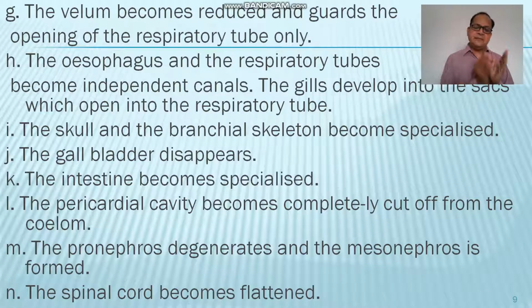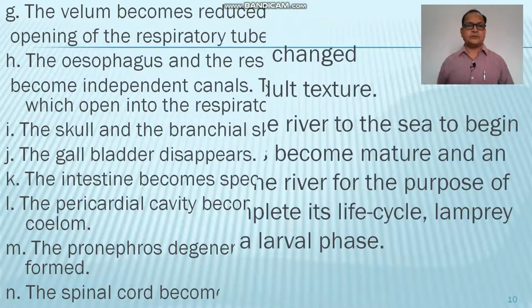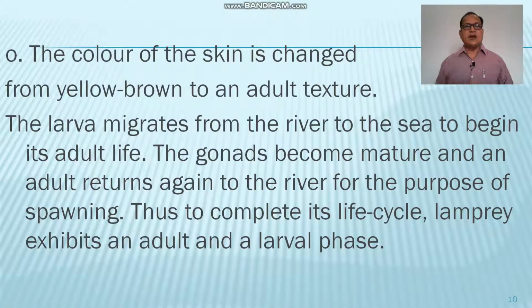The pronephros, a primitive type of kidney, is transformed into the mesonephros type of kidney that is more developed than the pronephros. The spinal cord becomes flattened and in the form of a long nerve cord, running from the brain to the tail region. The spinal cord gives exit to the spinal nerves which supply the body. The color of the skin changes from yellow brown to the adult texture.